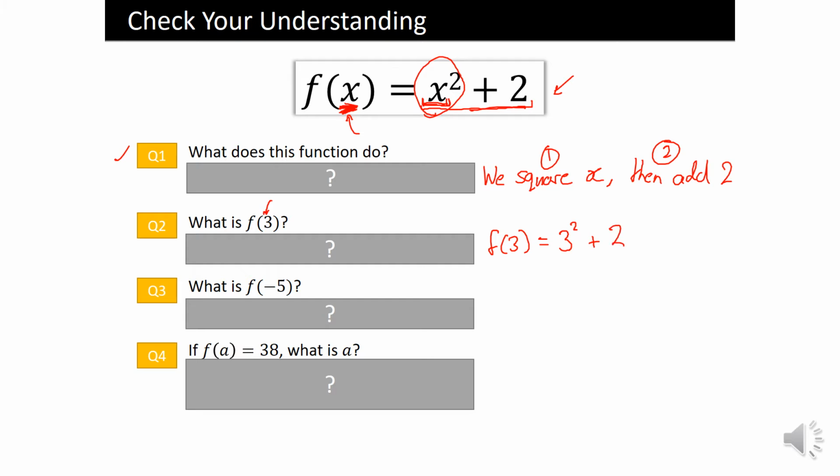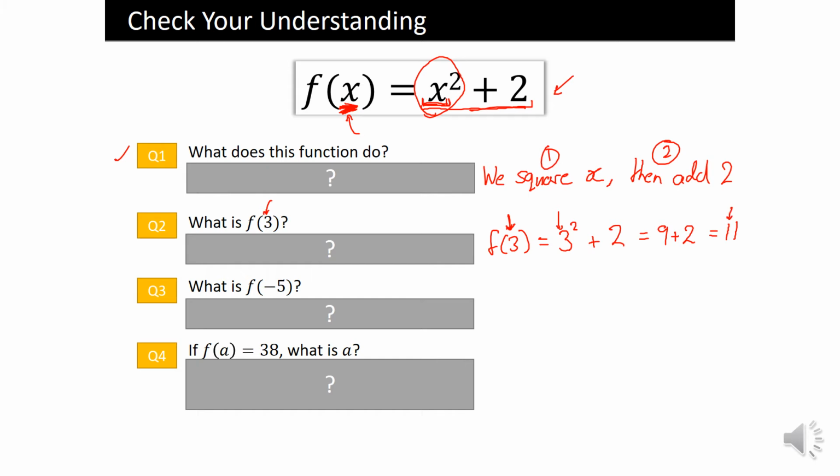So you can see we've swapped x and 3 in the input section here, so we also swap x and 3 in the output section. So we've got 3 squared plus 2, so 9 plus 2. So that is 11. So if 3 is our input, 11 will be our output.